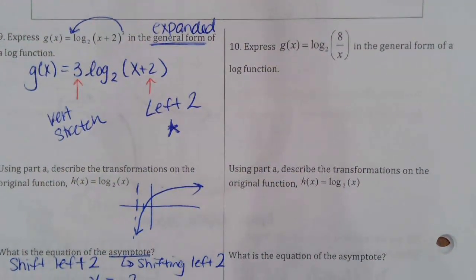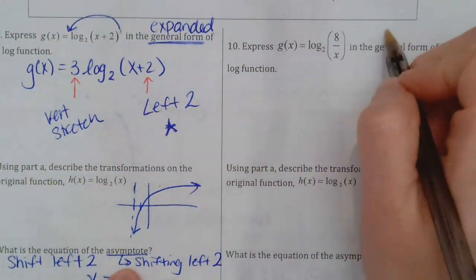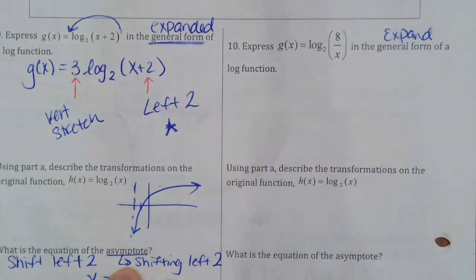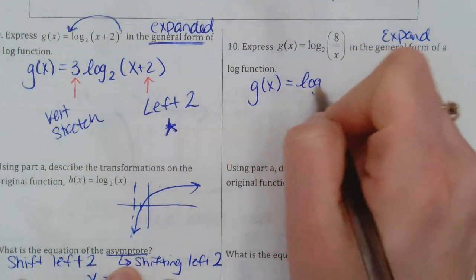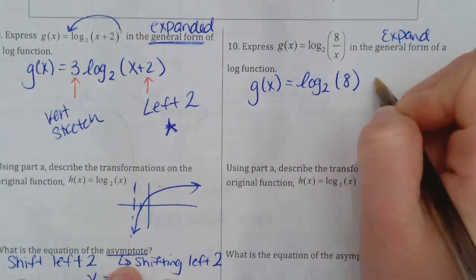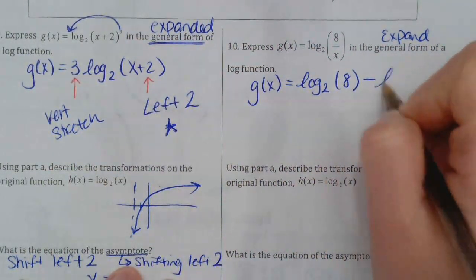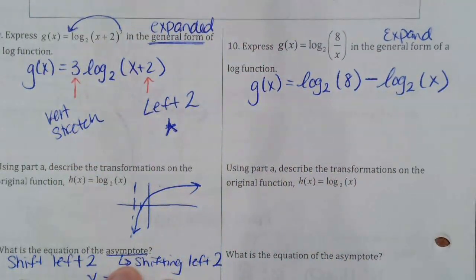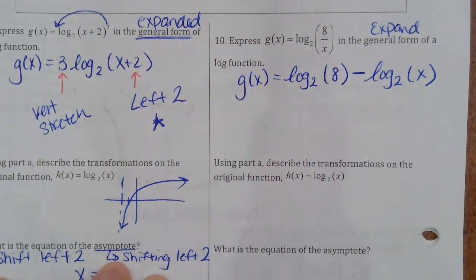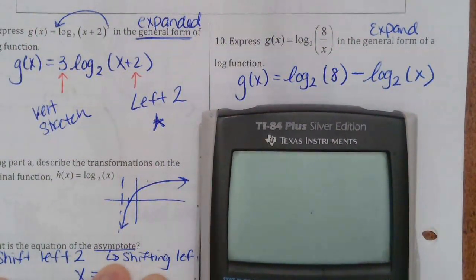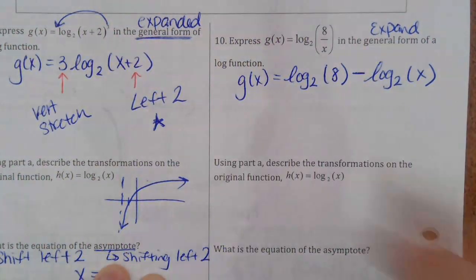So let's try another one. Number 10. Express it in general form. So again, general form just means expand. Expand it out and see what your transformations are. So we have log base 2 of 8, and then yesterday we did subtract log base 2 of x. Log base 2 of 8 is really saying 2 to the what power is 8. But now that I showed you this math alpha math, you could just type log base 2 of 8 now and hit enter in your calculator, and that's just equivalent to 3.